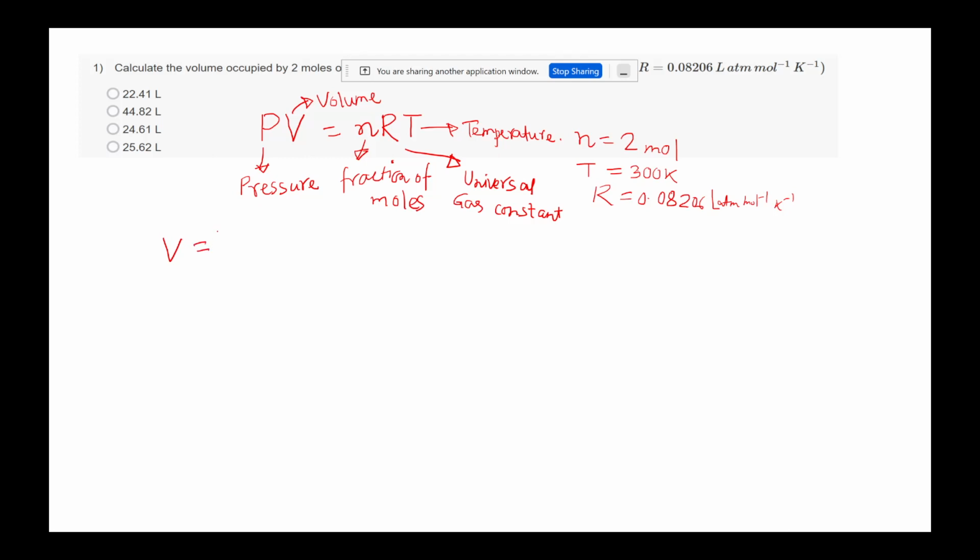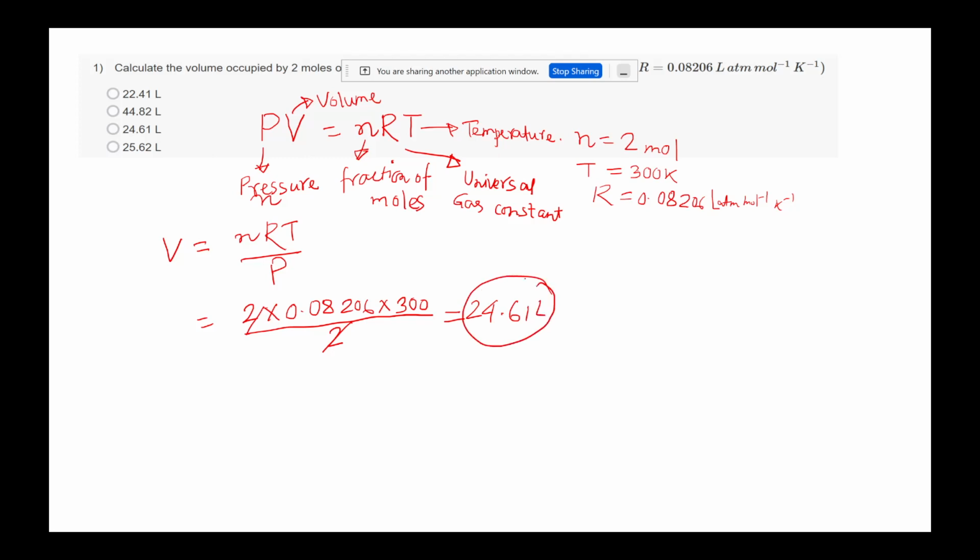So now if you rearrange these expressions, V will be nRT by P. n is 2 moles, P is 2 atm, so that will cancel, and you can do the algebra. I think the answer will be something like 24.61 liters.